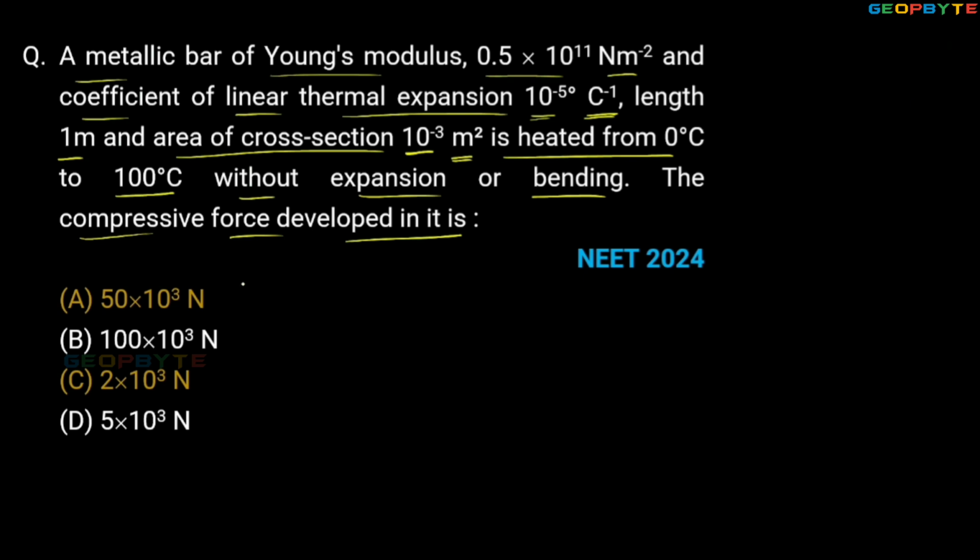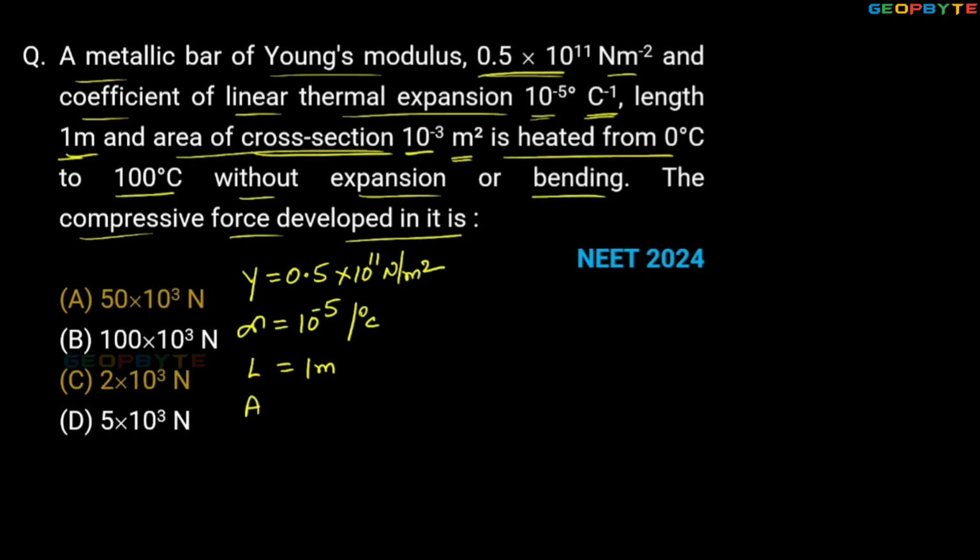It is given Young's modulus, generally denoted with Y, is 0.5 into 10 power 11 Newton per meter square, and coefficient of thermal expansion alpha equal to 10 power minus 5 per degree centigrade, and the length is given, let it be L, 1 meter, and area of cross section A equal to 10 power minus 3 meter square, is heated from 0 to 100, meaning change in temperature delta T equal to 100 minus 0, that is equal to 100 degree centigrade.